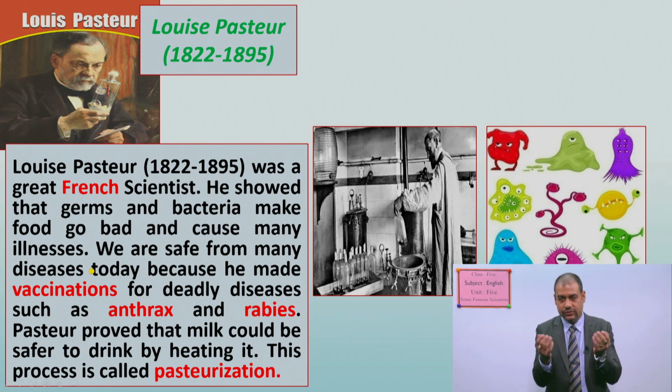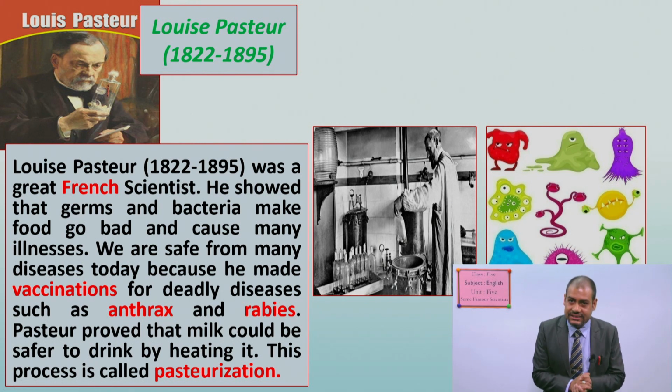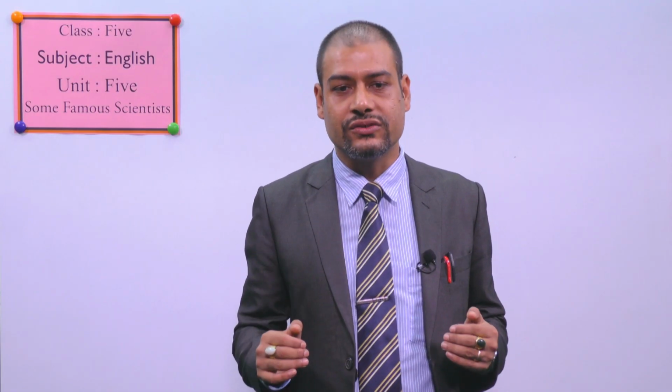See, from the foods we get disease, because the foods are contaminated by germs and bacteria, and to save those foods, our scientist Louis Pasteur made vaccinations. Do you know the meaning of vaccinations? Please guess the meaning of these vaccinations. Later on, I'll give you the meaning. For deadly disease, do you know the meaning of deadly disease? Those diseases can kill us. But nowadays, we can be safe from those deadly diseases, which can take our life also.